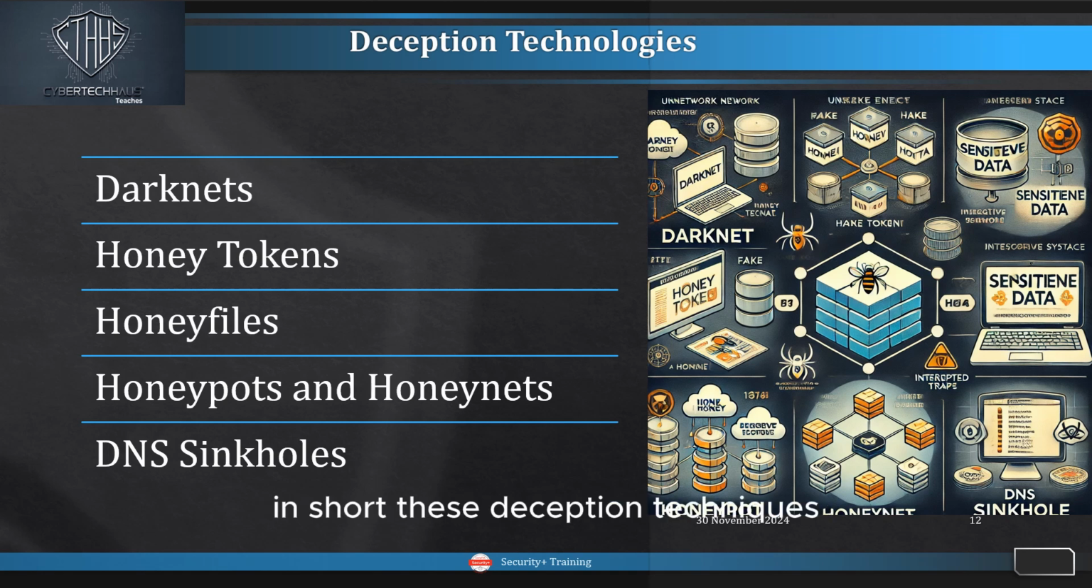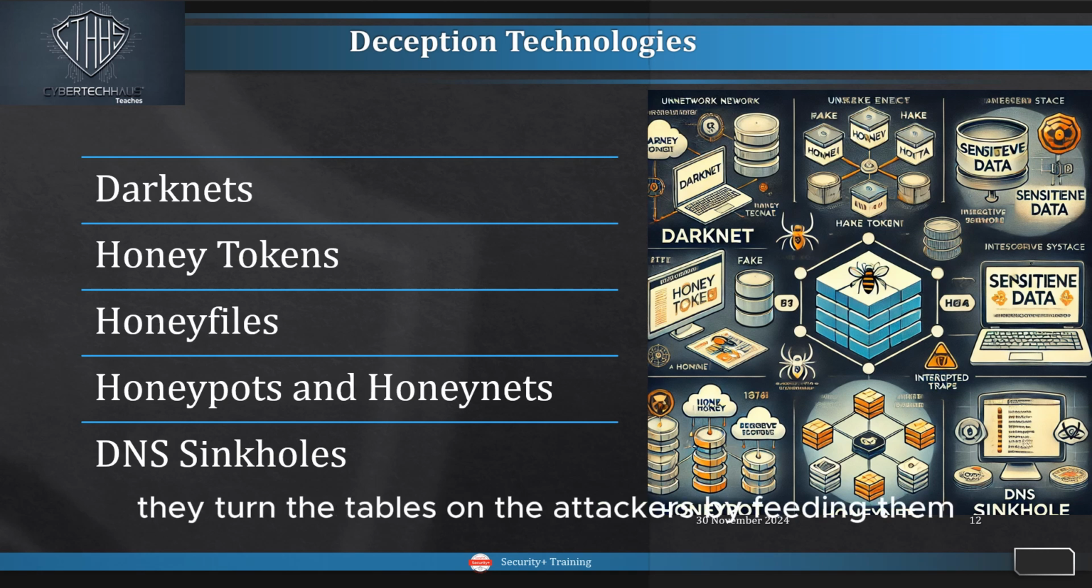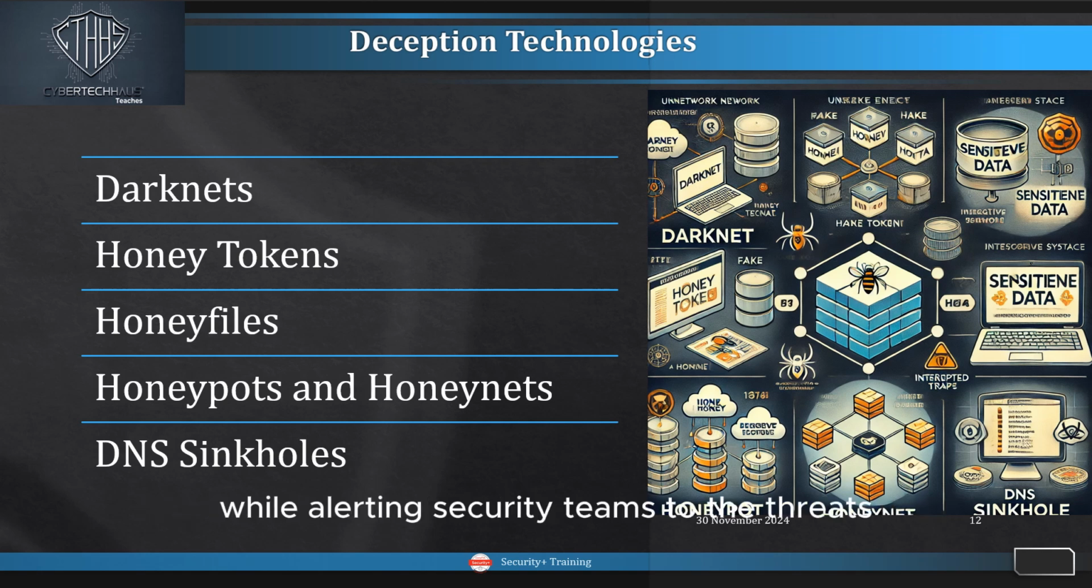In short, these deception techniques let cybersecurity teams create traps that confuse attackers, catch them in action, and respond to threats more effectively. They turn the tables on the attackers by feeding them false information while alerting security teams to the threats.